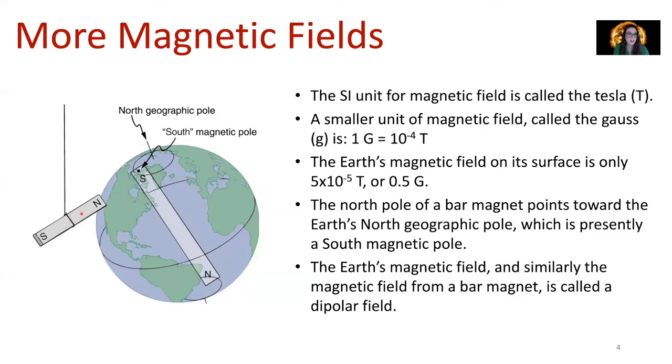So if this is our magnet here, imagine that this is a compass. We have a little magnet inside there. The north end of that little compass magnet in there is going to point toward the north geographic pole.